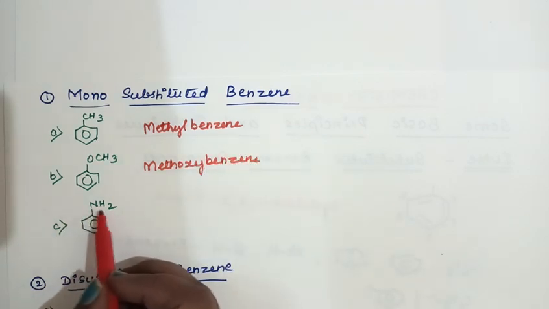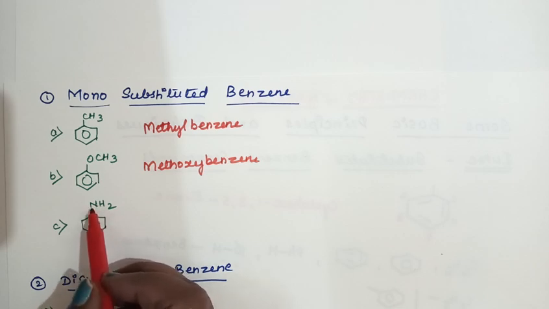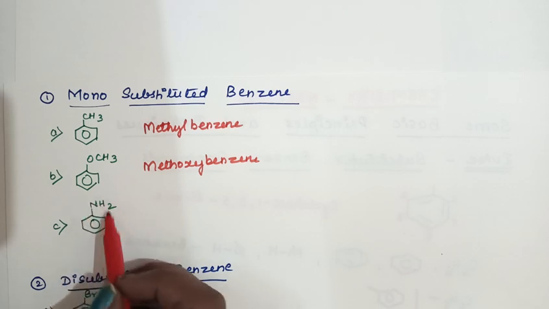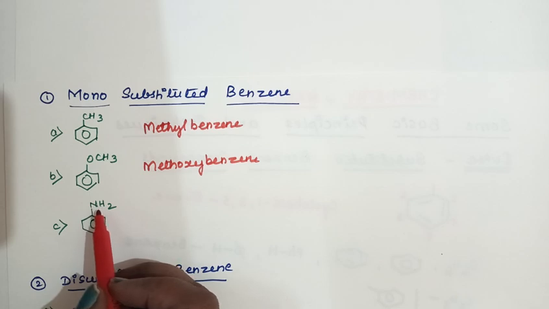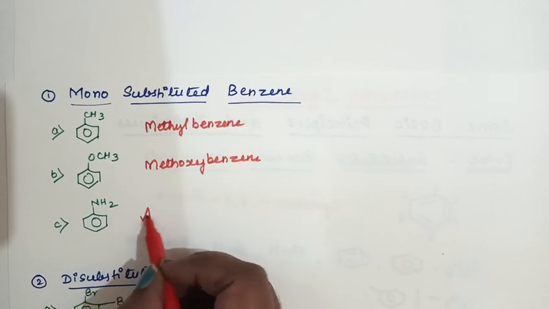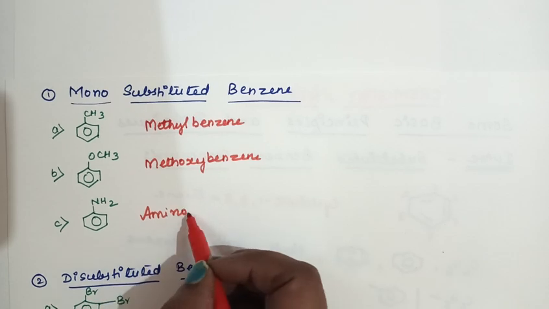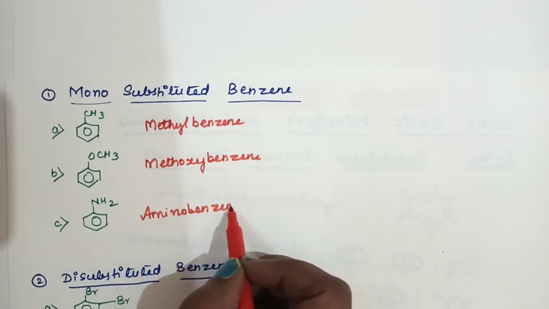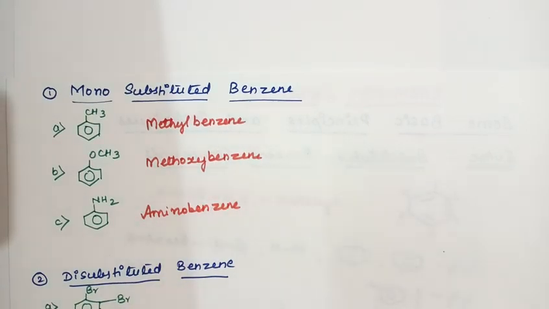And here NH2. So NH2 is called as amino group. So when you are writing in the prefix, it becomes amino. Suppose if you write this in the suffix, it becomes amine. But here we will be writing it as prefix. Therefore it becomes amino. So aminobenzene. So these are the IUPAC nomenclature.